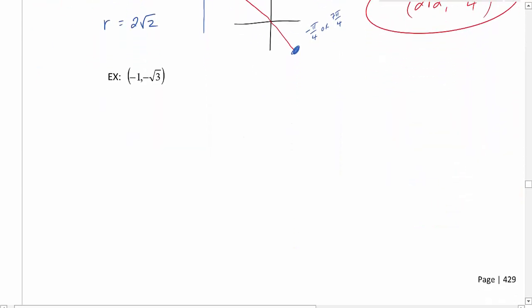All right, let's try another one. R squared is equal to x squared plus y squared. R squared is going to be 1 plus 3. R squared is 4, making r equal to 2.